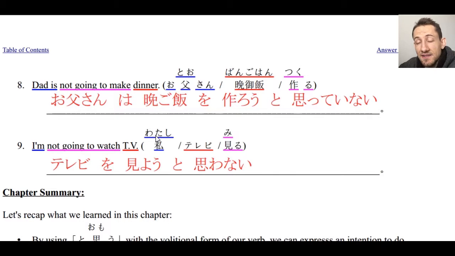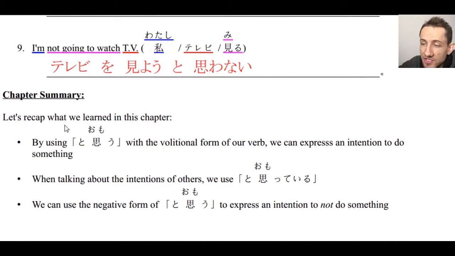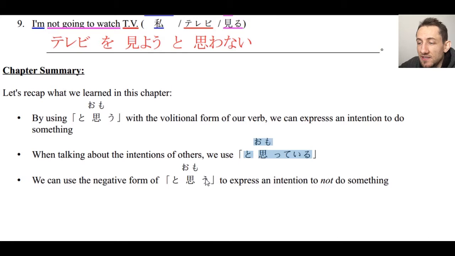All right, and that's it. So basically, what we learned in this chapter was that by using to omo with the volitional form of our verb, we can express an intention to do something or the intentions of others, and in which case we need to use to omotteiru. And we can also use the negative form of omo to express my or someone else's intention to not do something. So, short lesson, but very, very useful. You can use it all the time.